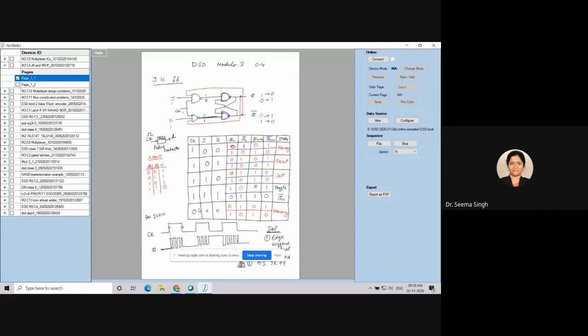And you also know that if clock is 0, then it does not matter whether JK is given or SR is given. If clock is 0, it behaves as a memory state. So this is what we had seen in the previous class about the JK flip-flop.